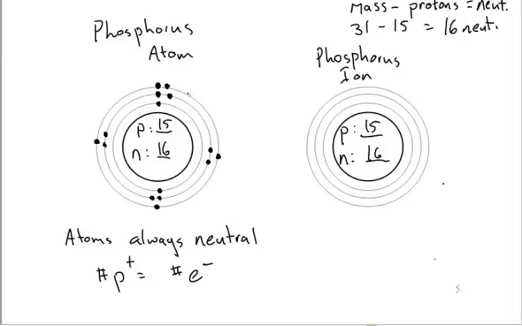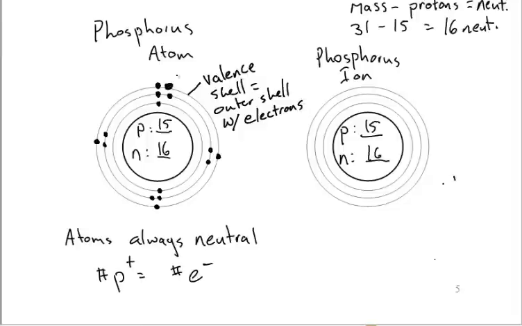Now this outer shell, remember, is what's called the valence shell. The electrons in the outer shell are naturally called valence electrons.